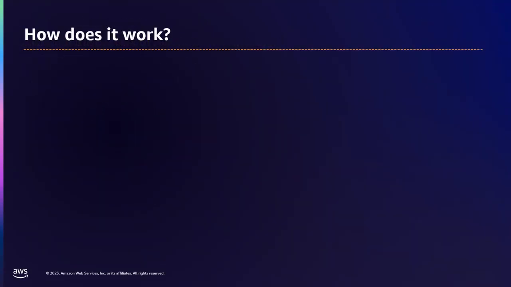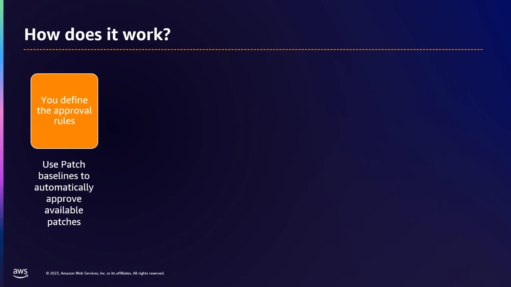Next, I want to talk a little bit about how Patch Manager works and the user experience. The first thing you start off with is defining the approval rules for what patches are applicable and approved. You do that through patch baselines, which is the next slide we'll get into. Patch baselines automatically approve available patches. When Patch Manager goes to operate on that instance, you define what patches are applicable, and then which patches you approve to be installed based on what is available. You can define those rules through the patch baseline.